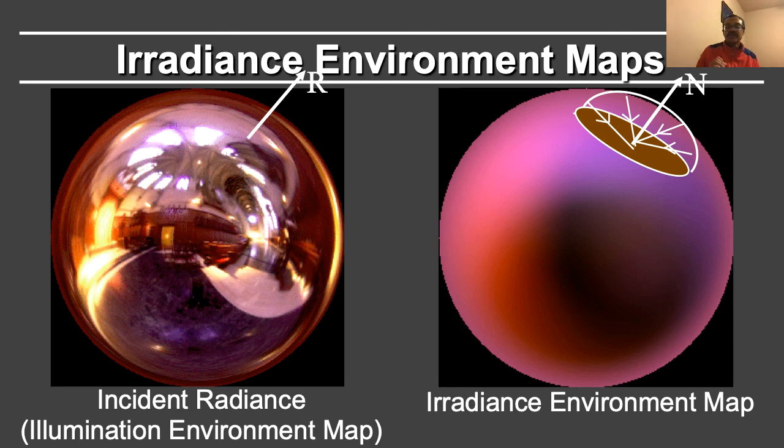In order to get the irradiance environment map on the right, you have to add up or integrate the contributions of all of the incident radiance on the left. My PhD thesis essentially showed how you can do this efficiently and have an efficient representation for irradiance environment maps that is now widely used in interactive applications such as video games.